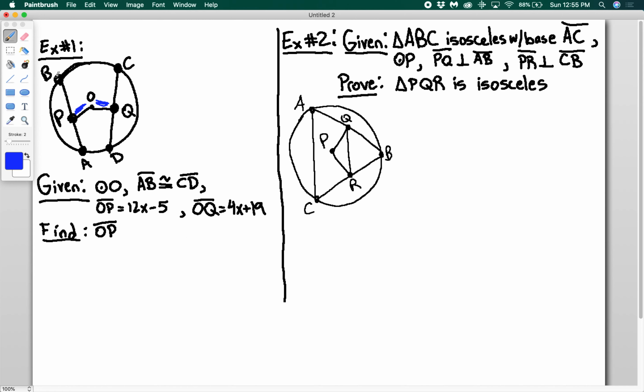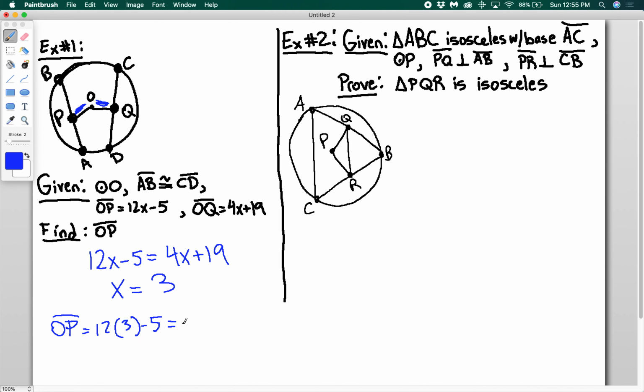Well, I know that if these two chords are congruent, which is given in the givens, then they must be equidistant from the center, which means that 12x minus 5 must be equal to 4x plus 19. So I can set this up, 12x minus 5 equals 4x plus 19, and then solve for x. If you solve for x, you should find that x is equal to 3. But remember, we're not done, because I want to find the length of OP. I'm not looking for what x is, so I have to plug that in. OP is going to be equal to 12 times 3 minus 5, which is equal to 31. So that's how we could use the theorem for this first problem.